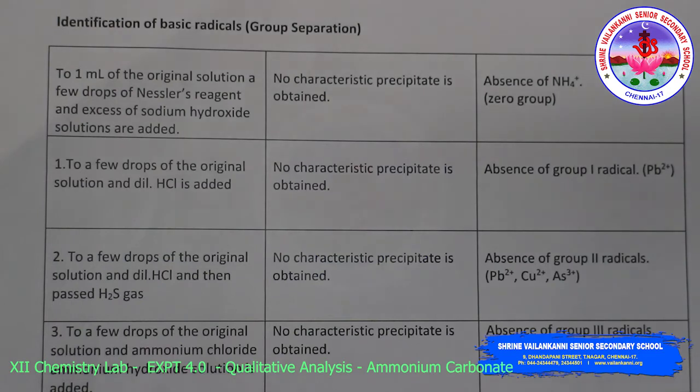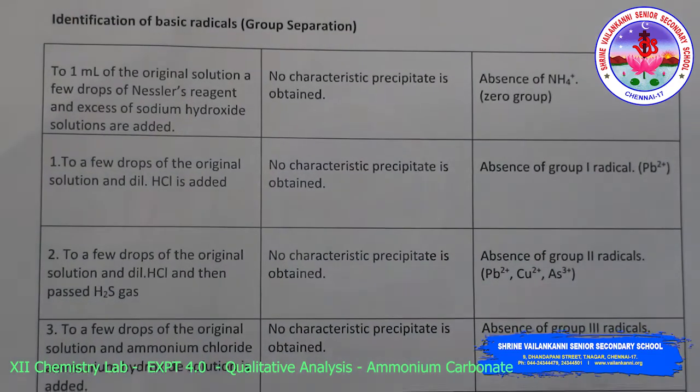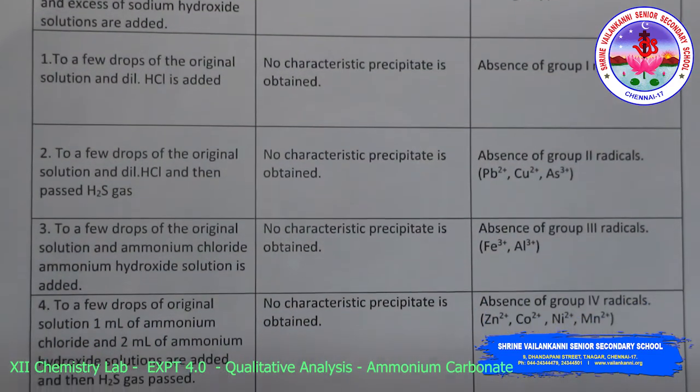For zero group, take 1 ml of the original solution, add Nessler reagent, and excess sodium hydroxide solution is added. No characteristic precipitate is obtained, so absence of zero group. Then for the first group, original solution with dilute HCl, no characteristic precipitate, so absence of first group radicals. Then a few drops of original solution with dilute HCl and pass hydrogen sulfide gas, no characteristic precipitate, so absence of lead, copper, As3+.